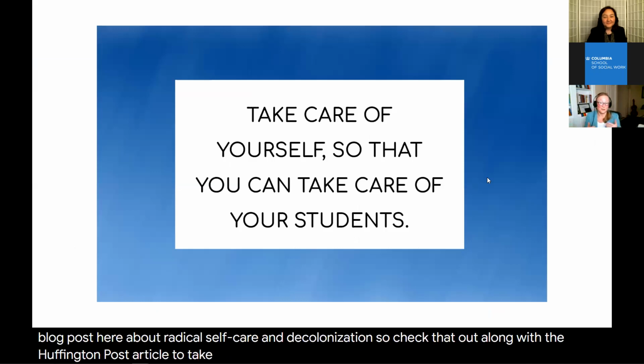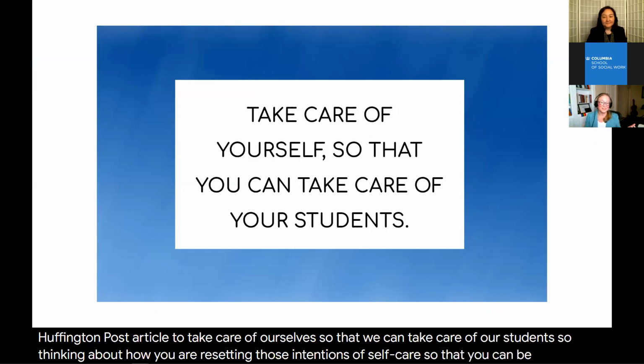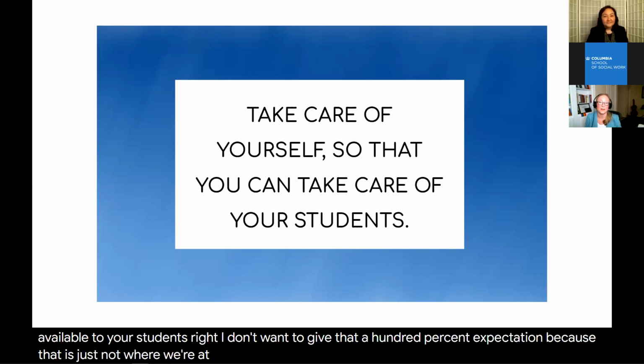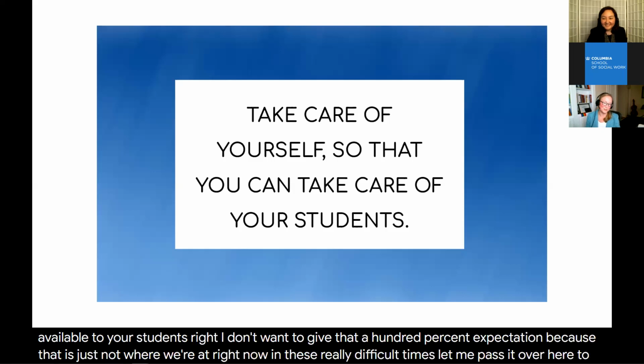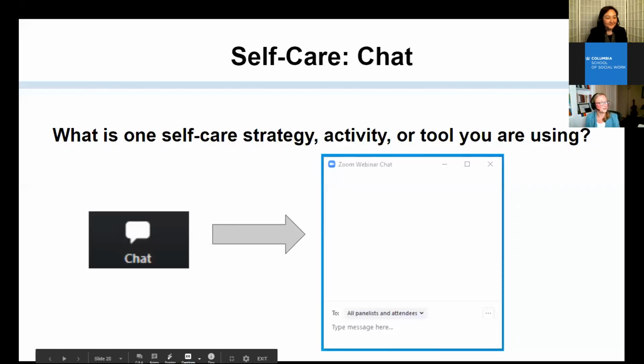We need to take care of ourselves so that we can take care of our students. So thinking about how you are resetting those intentions of self-care so that you can be somewhat available to your students, right? I don't want to give that 100% expectation because that is just not where we're at right now in these really difficult times. Let me pass it over here to Matthea. We want to hear some more from you all on what you're doing for self-care. So passing over the share to her.